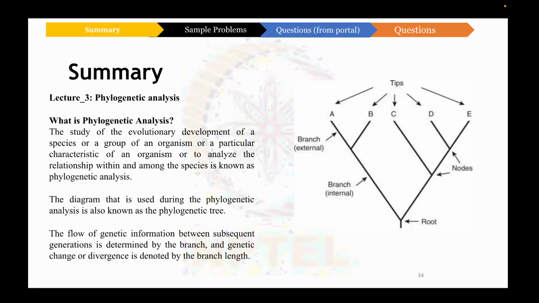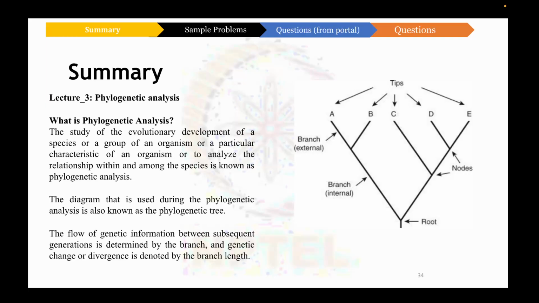Then we have the root. The root of a tree, which is the bottommost part, represents the common ancestor of all the organisms or sequences studied in the analysis. It is usually placed at the bottom of the tree and represents the oldest point in evolutionary history. Then we have tips, also known as terminal nodes or leaves, which represent the extant or observed organisms or sequences in the analysis. So each tip corresponds to a specific species, individual organism or sequence being studied.